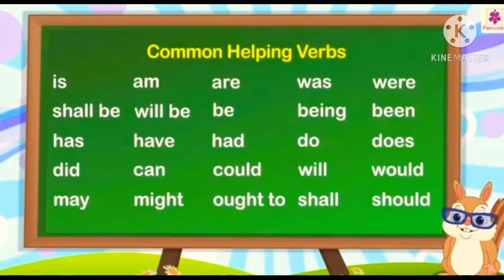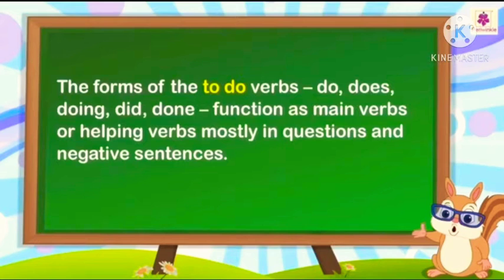Some commonly used helping verbs are is, am, are, was, were, shall be, being, been, has, have, had, do, does, did, can, could, will, would, may, might, ought to, shall, should. The forms of the to-do verbs do, does, doing, did, done function as main verbs or helping verbs, mostly in questions and negative sentences. Yes, ये जो अलग अलग फॉर्म्स हैं डू डज डूइंग डिड डन टू डू वर्ब्स के, ये कभी कभी मेन वर्ब्स की तरह या हेल्पिंग वर्ब्स की तरह एक्ट करते हैं in writing questions or negative sentences.